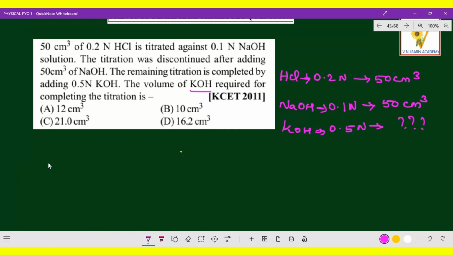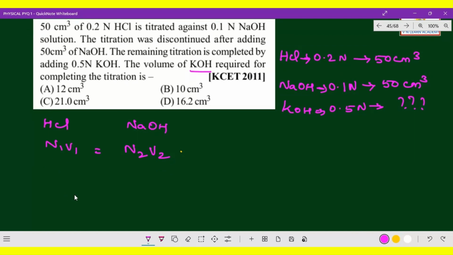So in this, mainly N1V1 equals N2V2. N1V1 belongs to HCl and the same way N2V2 belongs to NaOH. Now come on, let us apply the values and find the answer. So N1V1 is HCl versus NaOH. Here 0.2 into V1, because it is discontinued after adding, so V1 we have to identify, equals N2, 0.1 into V2, 50 centimeter cube.